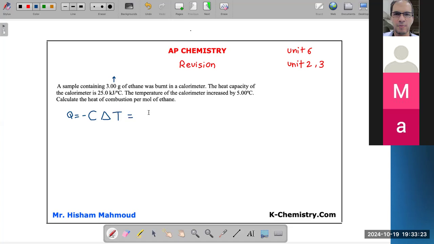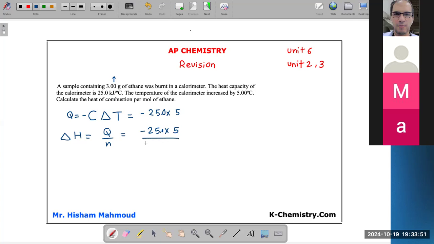So that's equal to negative 25 multiplied by the change in temperature, which is 5. And then if we want to find the delta H, delta H is equal to Q over number of moles. So negative 25 multiplied by this 5 and then divided by the number of moles. How do we get the number of moles?